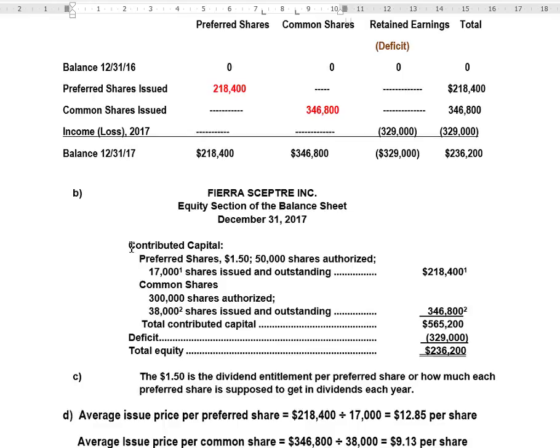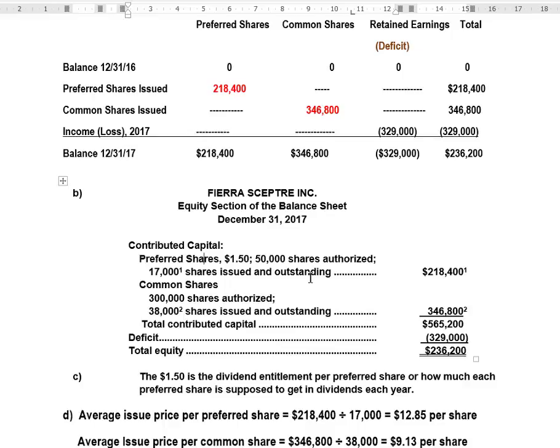Now when we do the equity section of the balance sheet, you can see here we've listed under the contributed capital section, which is part of the shareholders' equity section of the balance sheet. In other words, the shareholders' equity section has two subsections: contributed capital and our deficit, which is our negative retained earnings. So what makes up contributed capital? Preferred shares. Don't forget, if you have preferred shares issued, they always go before common.